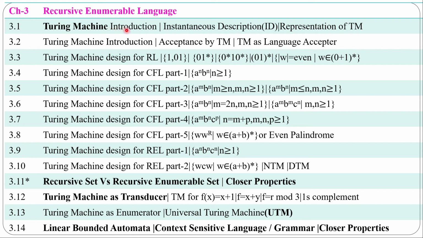Next, chapter 3, recursively enumerable language. 3.1 is Turing machine introduction. Till 3.10 I discuss different Turing machine designs for regular language, context-free language and recursively enumerable language. Chapter 3.11 is recursive set versus recursively enumerable set and closure property of both. This lecture is the most important from chapter 3. You will get lots of questions from this lecture. Then 3.12 is Turing machine as a transducer. Then 3.14 is LBA, context-sensitive grammar, context-sensitive language and closure property.